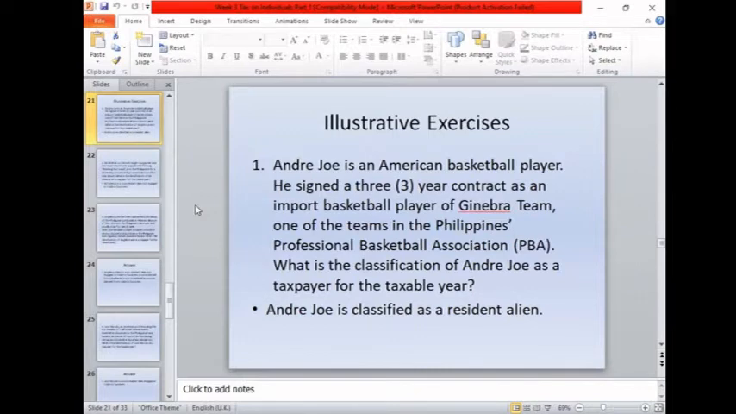Because based on the classification, resident aliens are the foreigners who are not Filipino citizens who stay here in the Philippines for more than 1 year from the date of arrival, and they came here for a purpose or a mission to be accomplished, and that's to be an import for 3 years. Okay?